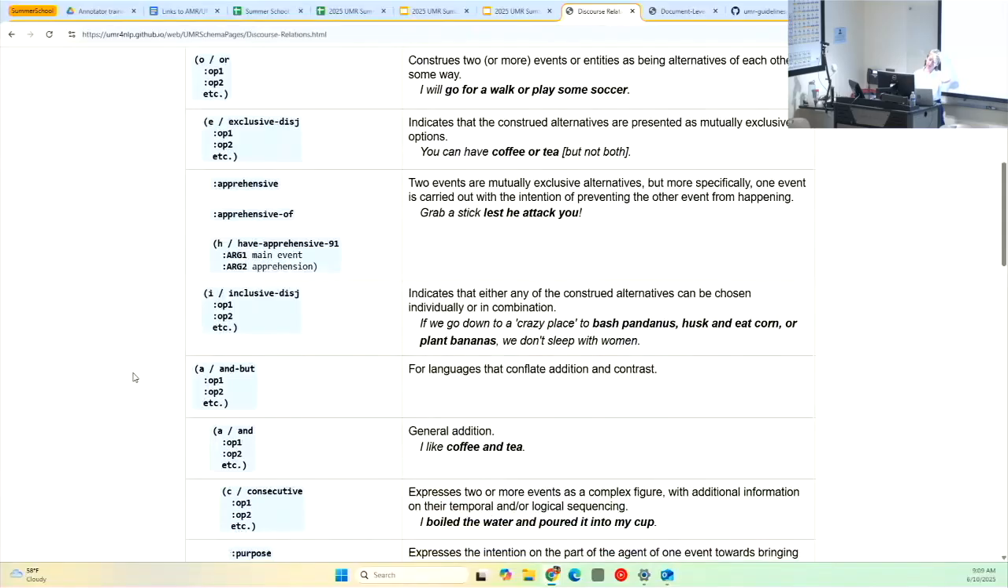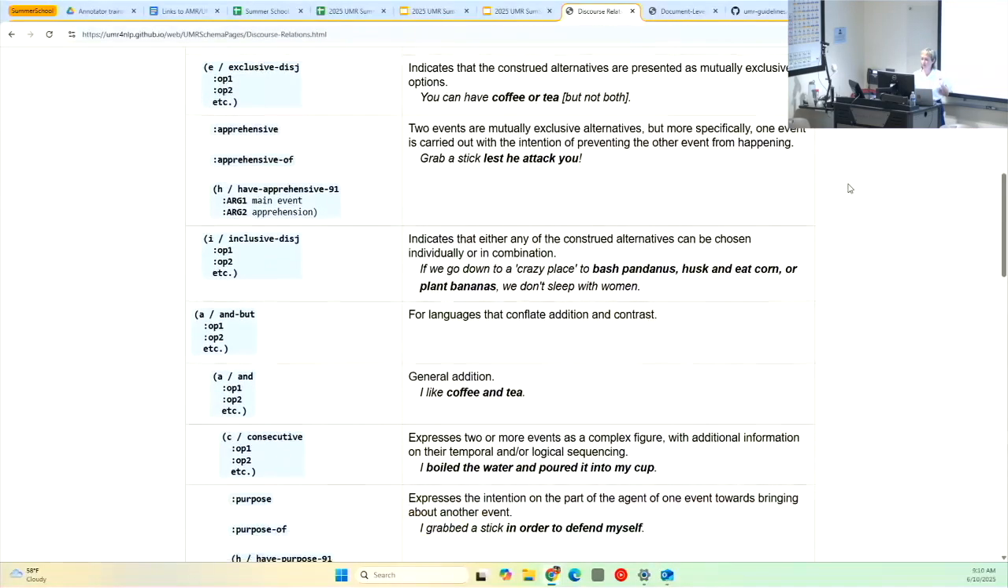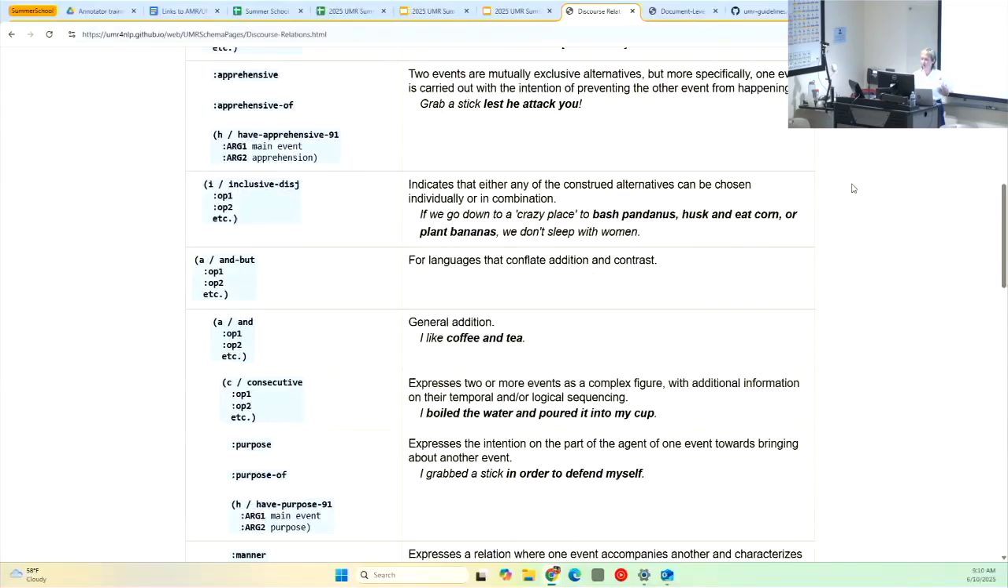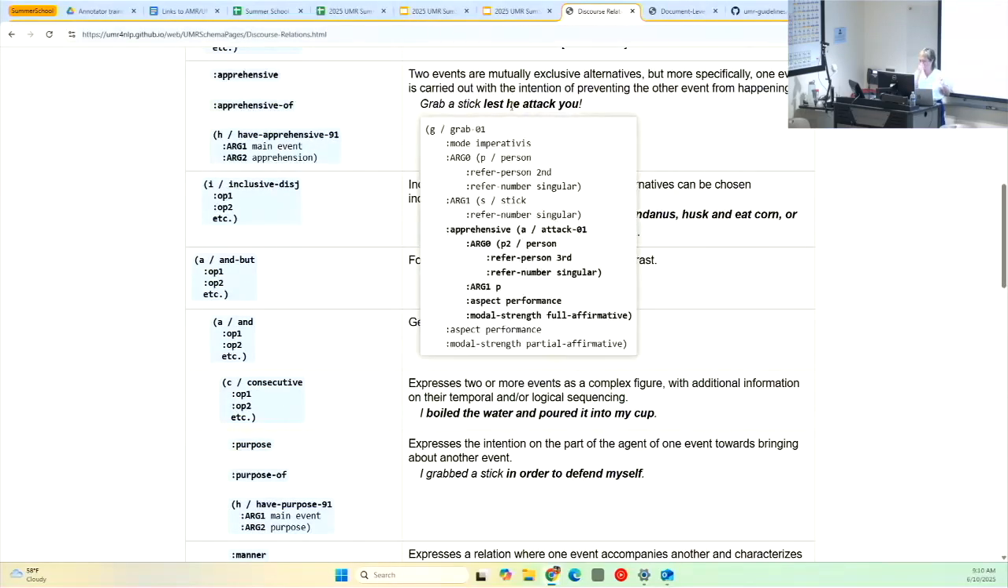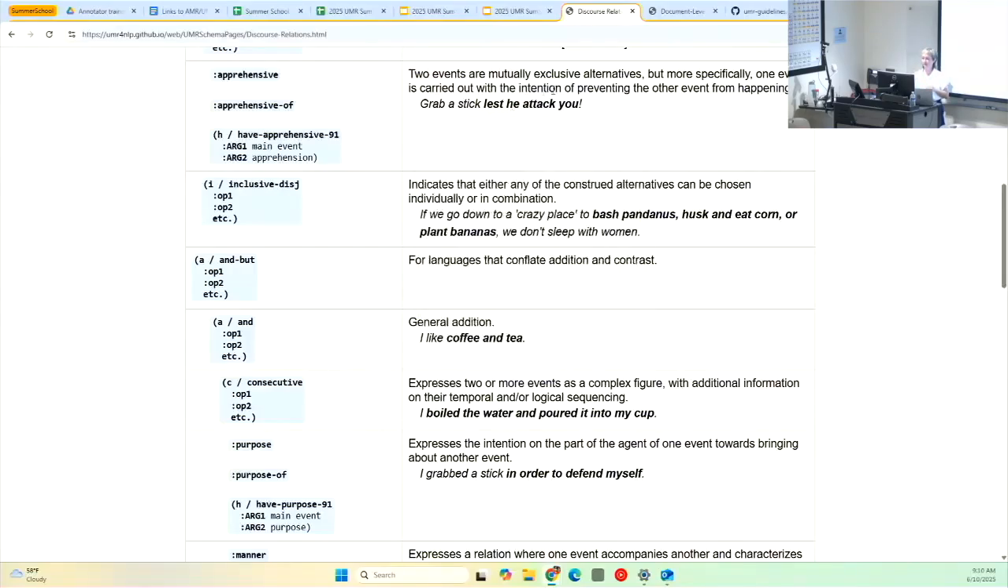I don't know how much detail, since we have limited time. I probably won't go through every single one of these, but you can spend more time in this. It's on the webpage. There are a lot of new ones that were things that we didn't have to think about in AMR. The apprehensive is an interesting one. Two events are mutually exclusive alternates. One event is carried out with the intention of preventing the other event. So it's kind of like a purpose, but a negative purpose.